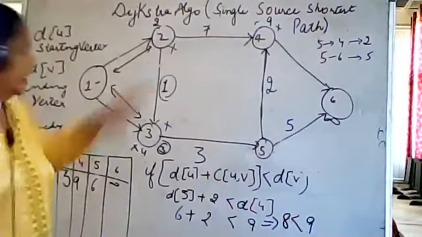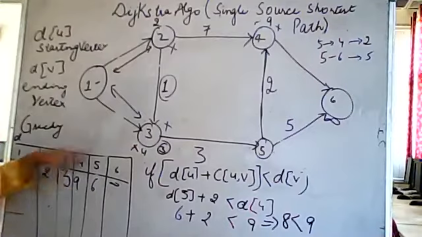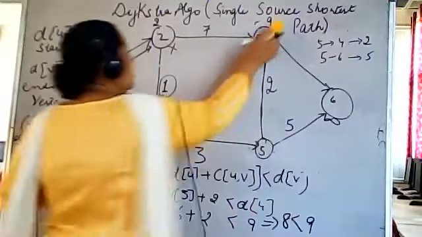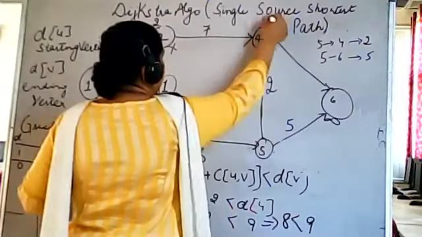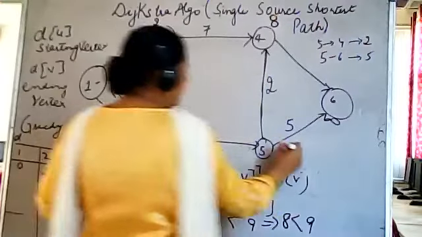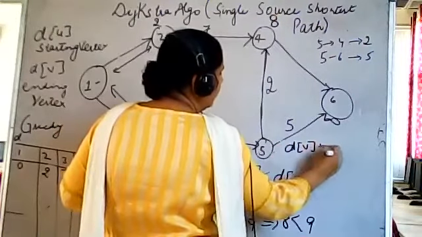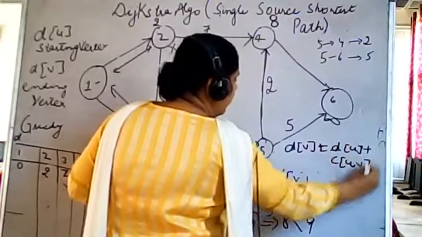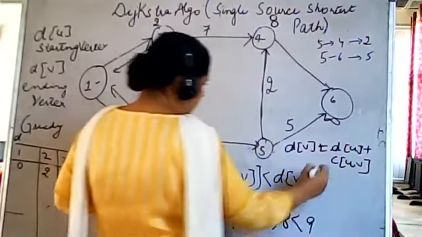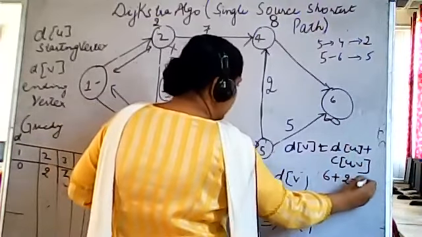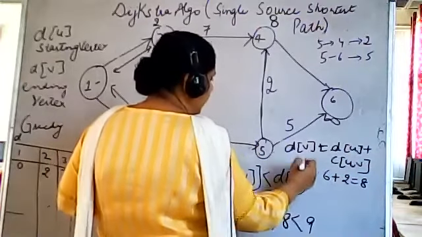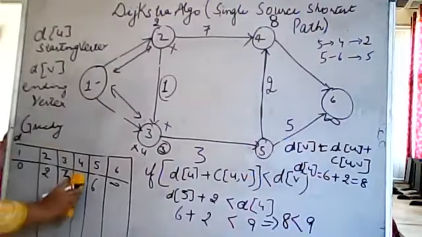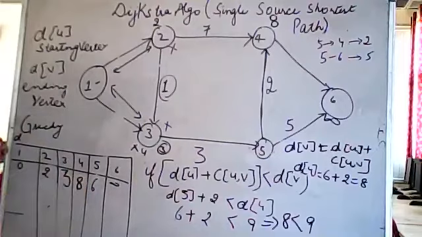Now what will we do? See, the value 9 is more than this, while we are reaching it from some other way. So you will update this value to 8. So dv will be equal to du plus c of u comma v. See, what is the value of du? 6. 6 plus 2 is equal to 8. So d of v, that is d of 4, will be equal to this. So you will update this value to 8.